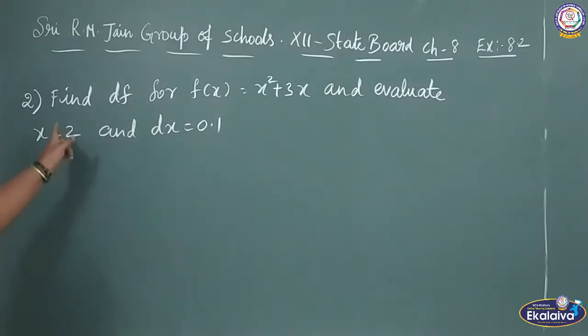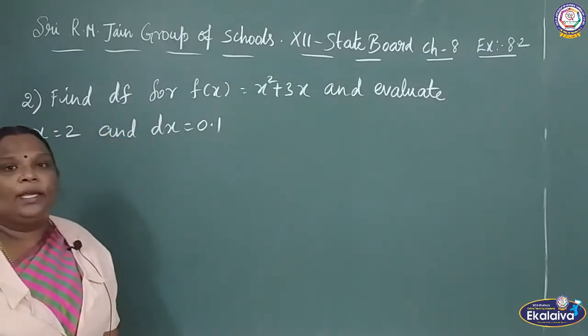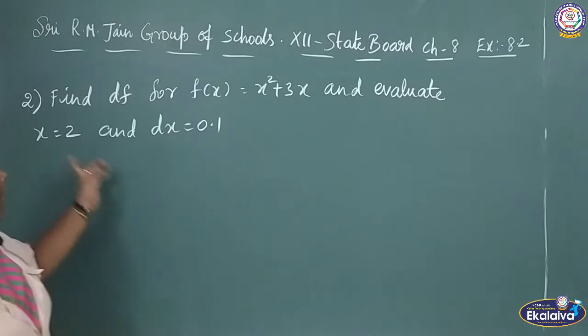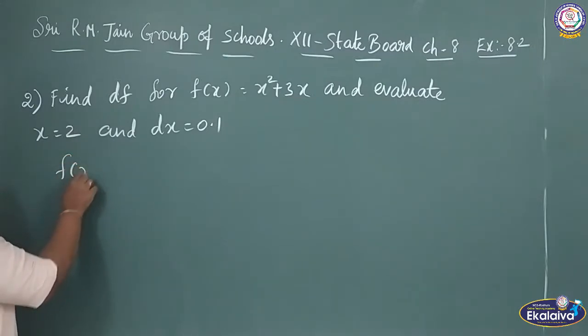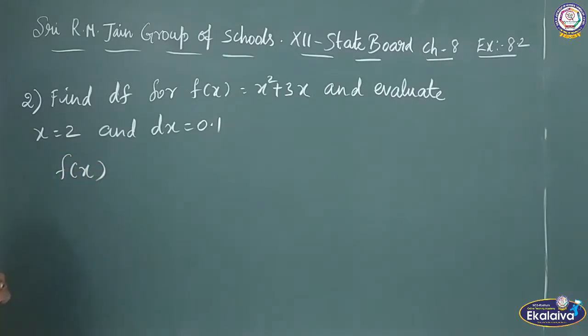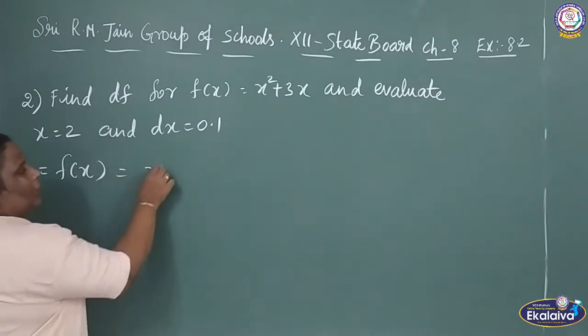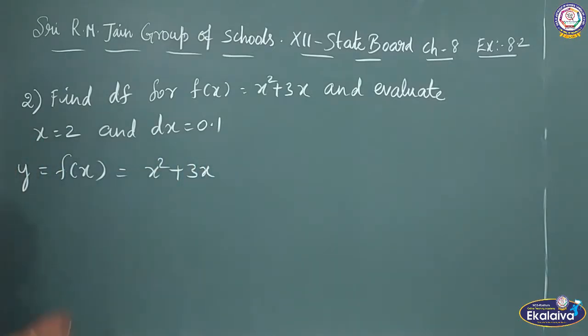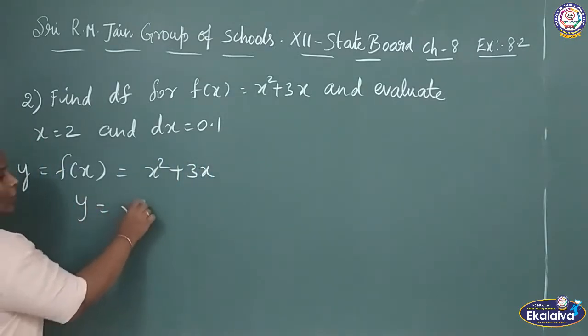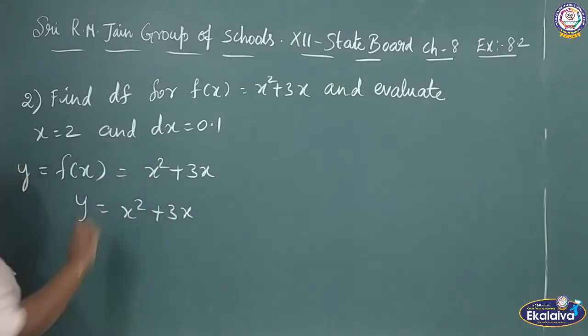Find df for f of x equal to x square plus 3x and evaluate at x equal to 2 and dx equal to 0.1. See, f of x is nothing but a function of x, which is y. So you will write y equal to x square plus 3x.